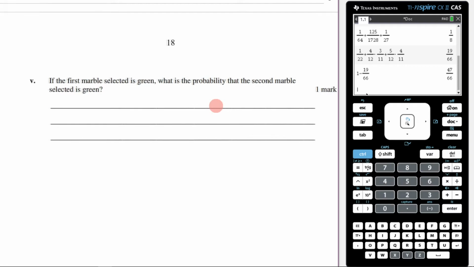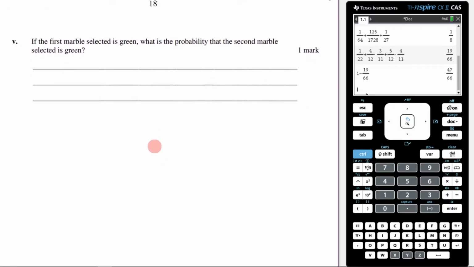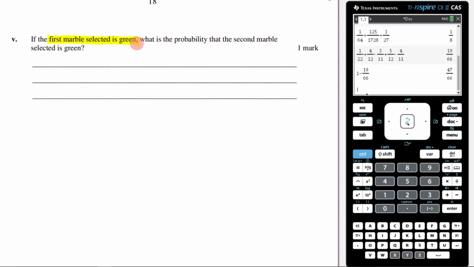All right, the last question of this part is saying, if the first marble selected is green, what's the probability that the second marble selected is green? So this is recognizing that this is a conditional probability question. What it's saying is, what's the probability that the second is green, given that the first is green? So that means we're going to ask, what's the probability of pulling out two greens, the intersection of green and green, over the probability that the first is green.